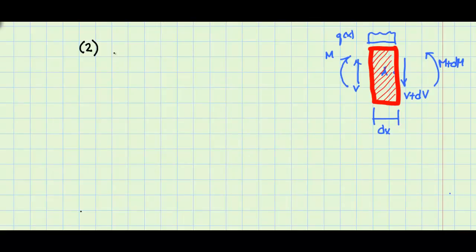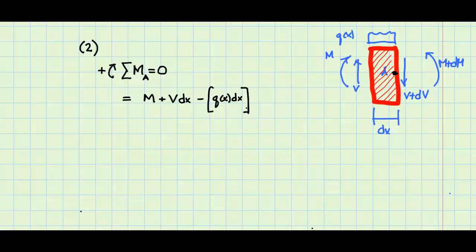We go back and look at our beam segment again. As a second step, the moment on the segment must be in balance. I'm summing moments about point A on the right side and taking clockwise as positive. So we add in M on the left, plus V on the left times the moment arm dx, and we subtract the top load q(x) times dx times its arm dx over 2, and subtract M plus dM on the right side. Then we solve for the change in moment dM by rewriting the equation.